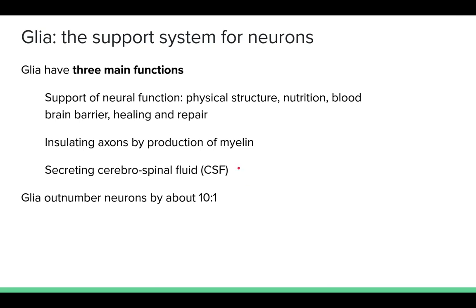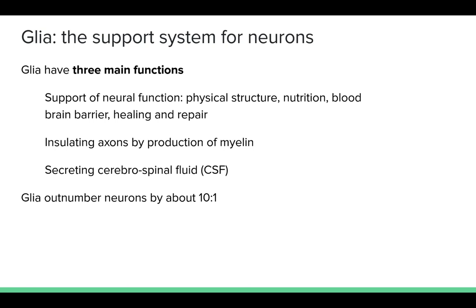And the final function of glia is that they produce cerebrospinal fluid. So you'll remember that your ventricles inside the brain are filled with fluid. The fluid that's in there is called cerebrospinal fluid. And it doesn't just fill the ventricles, it actually surrounds the outside of the brain as well, which provides cushioning and buoyancy to the brain. And cerebrospinal fluid is secreted by a certain class of glial cells.